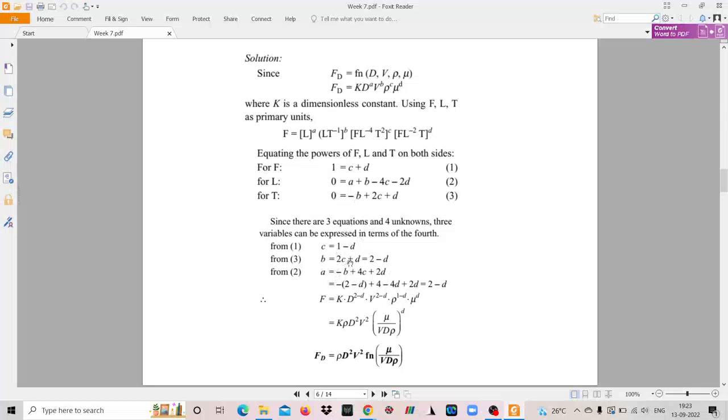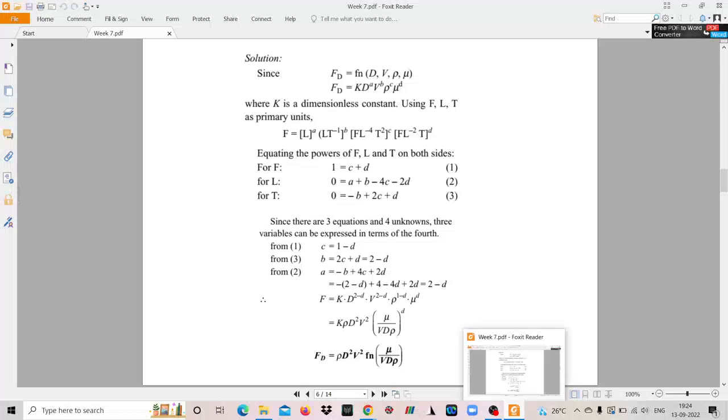B is equal to 2C plus D. Putting the value of C in this equation, we are getting 2 minus D. And what is A? From the second equation, minus B plus 4C minus twice D. So the value of A is 2 minus D. So basically, A, B, and C are represented in terms of D only.